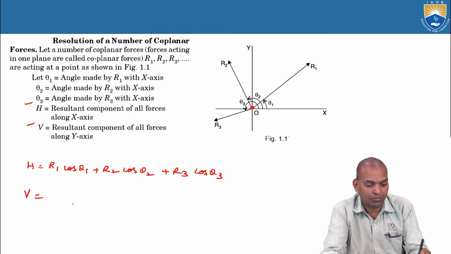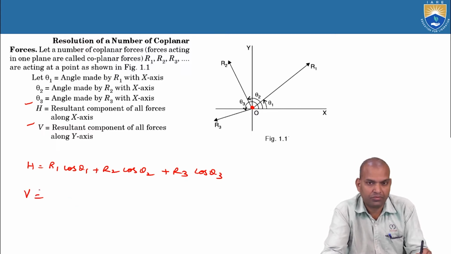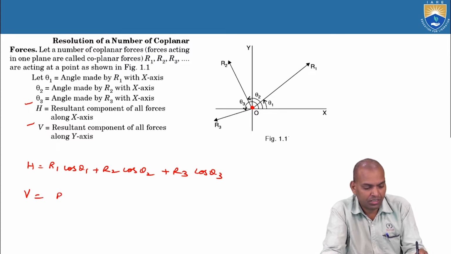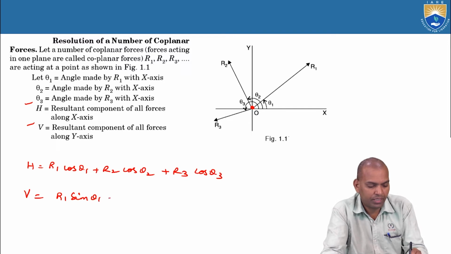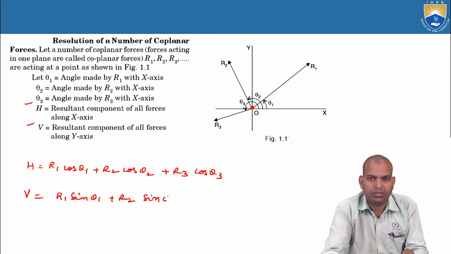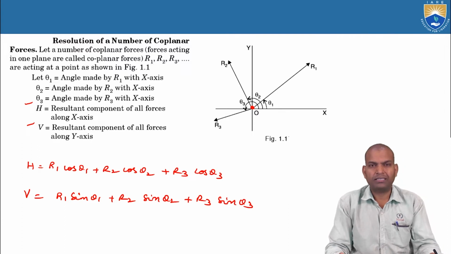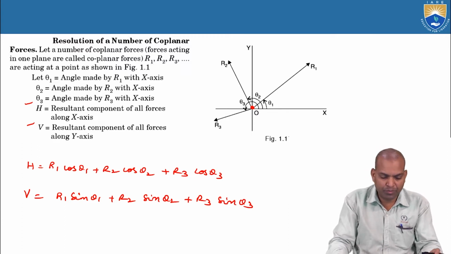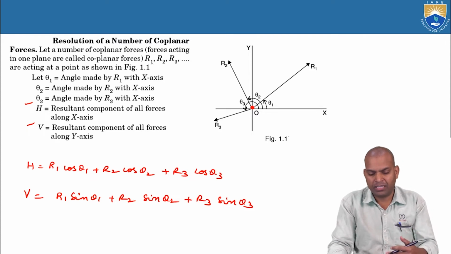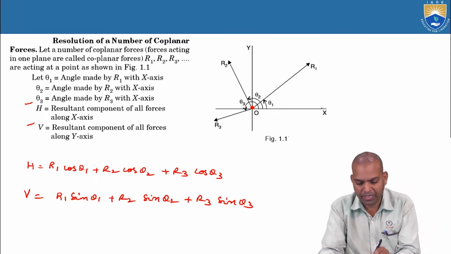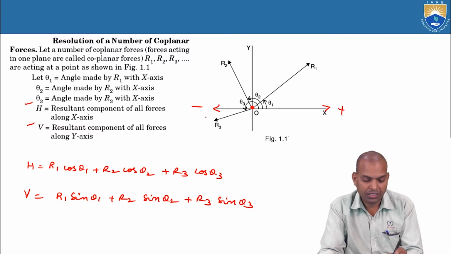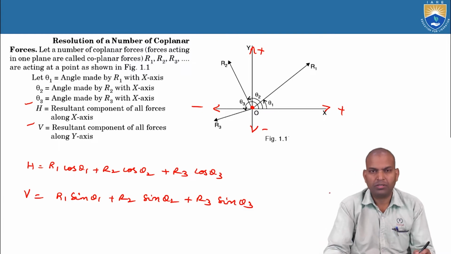What is V equal to? The resultant component of all forces. This is the sum of all vertical components of forces, that is R1 sin theta 1 plus R2 sin theta 2 plus R3 sin theta 3. Now the point is that this is an algebraic sum, so direction matters. Here we consider the positive x-axis as positive, and the opposite direction is negative. The positive y is upwards, negative y is downwards.